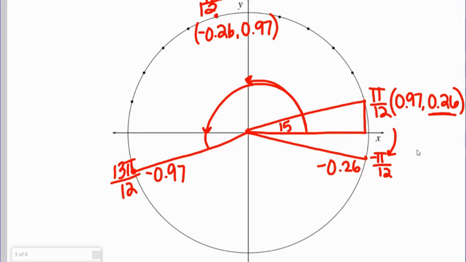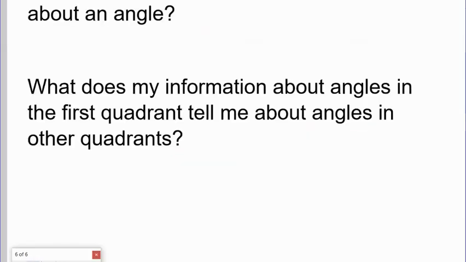The last thing I want to do is just revisit those questions from the very beginning. What can the unit circle help me understand about an angle? And then what does my information about angles in the first quadrant tell me about angles in other quadrants? Well, hopefully we answered those questions as we went through this. So the unit circle can help you understand that all of these angles are cyclic, meaning they keep repeating, right? Especially with those reference angles. And then, with the information about angles in the first quadrant, again, with those reference angles, the coordinates are going to be very similar. It's just a matter of a positive or a negative.